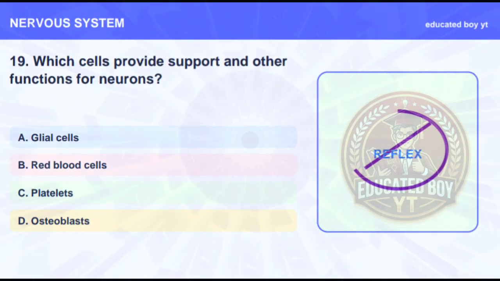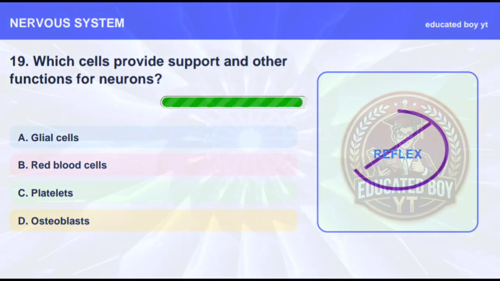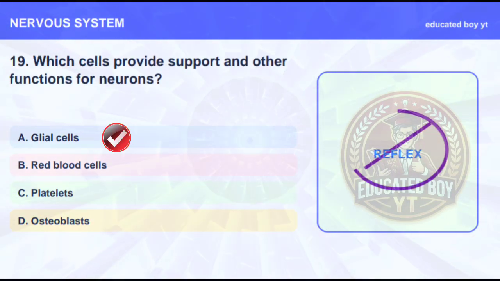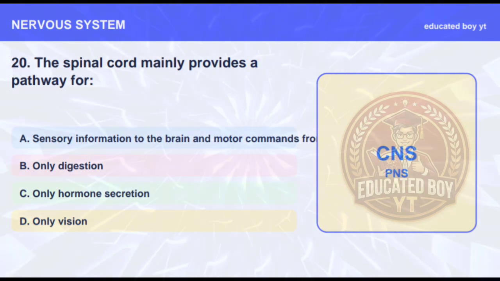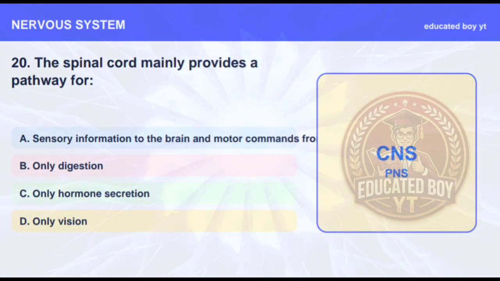Question number 19. Which cells provide support and other functions for neurons? Option A, glial cells; option B, red blood cells; option C, platelets; option D, osteoblasts. Question number 20. The spinal cord mainly provides a pathway for: option A, sensory information to the brain and motor commands; option B, only digestion; option C, only hormone secretion; option D, only vision.